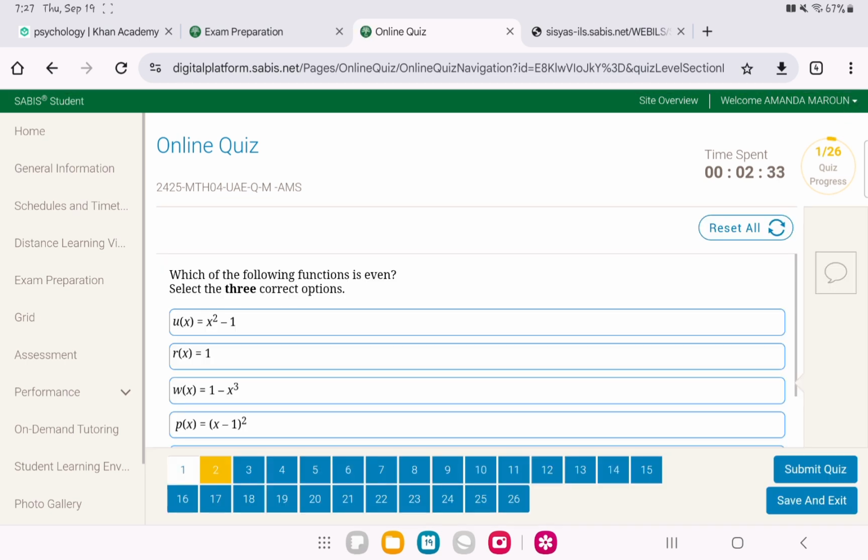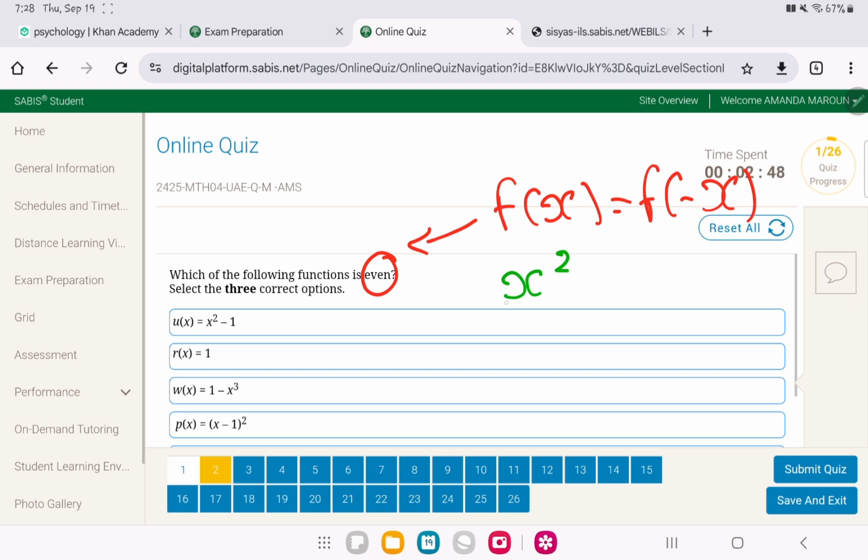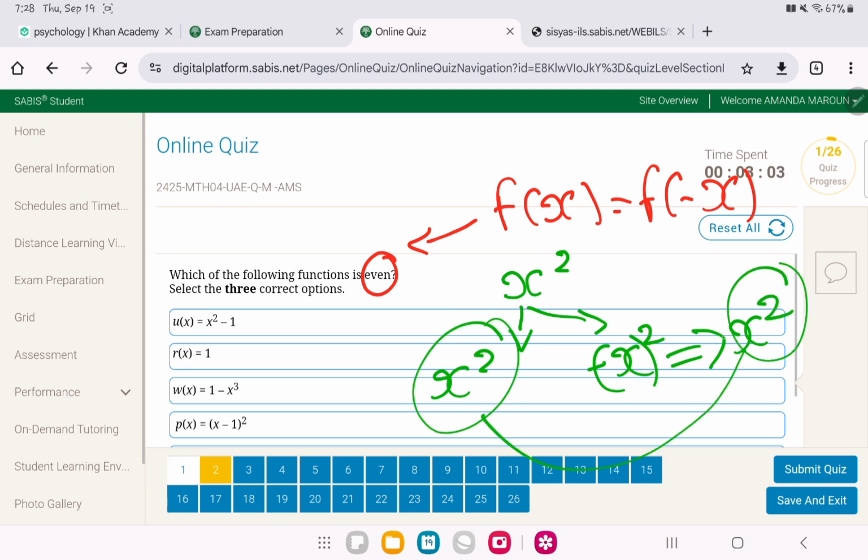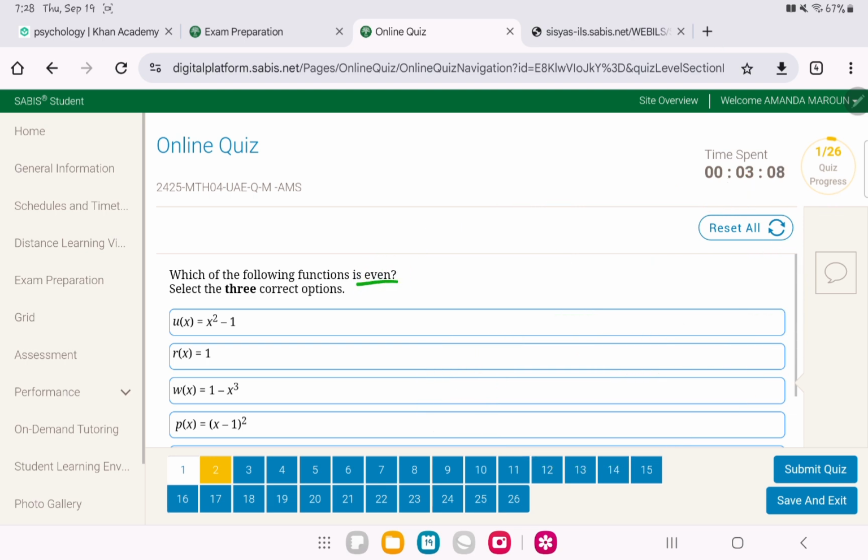Now, question number 2. Which of the following functions is even? Whenever they ask us for an even function, what do we do? We have to use the equation f(x) is equal to f(-x). That means if we took, for example, x squared and we replaced x, we're going to get x squared. But if we replaced -x, we're going to have (-x) to the power of 2, which will then give us x squared. So x squared and x squared are the same, so that means this function is even. So remember, anytime you see even, you use f(x) is equal to f(-x).